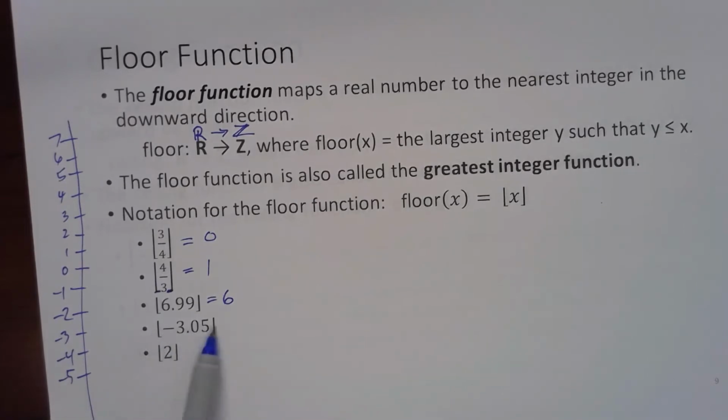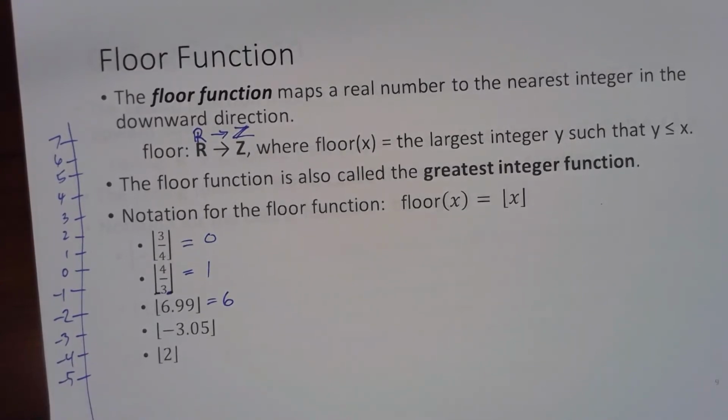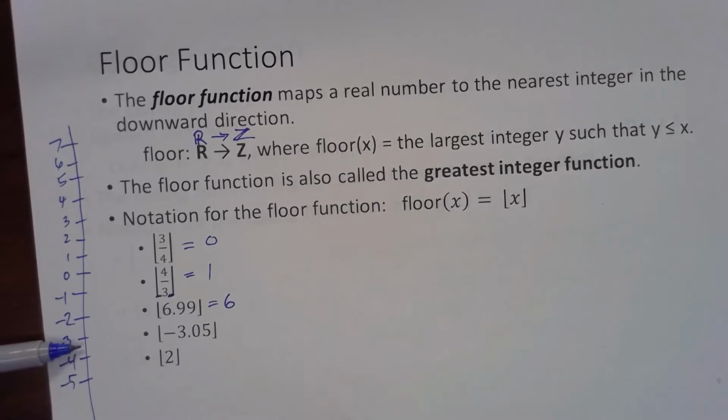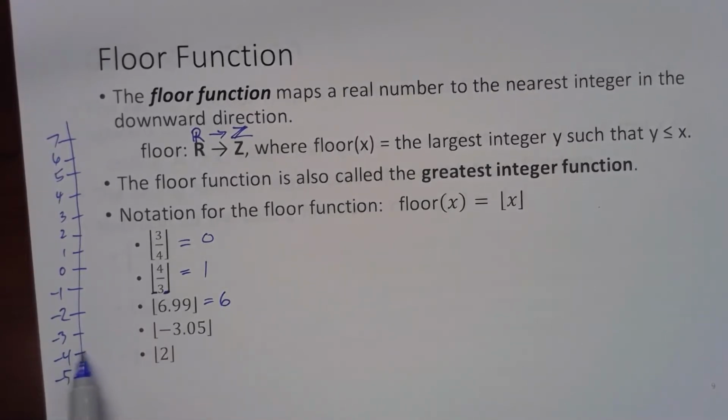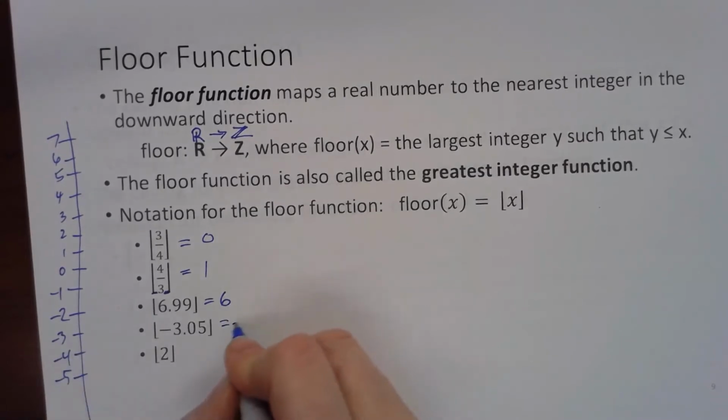The one that gets a little bit tricky is this one, negative 3.05. A lot of people are tempted to say that the floor of that should be negative 3. But if you look at the number line, negative 3.05 is right here. If I go down to the next integer, I'm going to go down this direction, and negative 4 is the first integer that I come to. It's the largest integer that's less than or equal to that. So this one is negative 4.